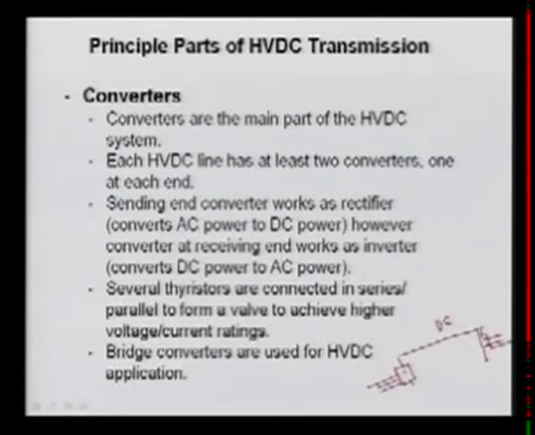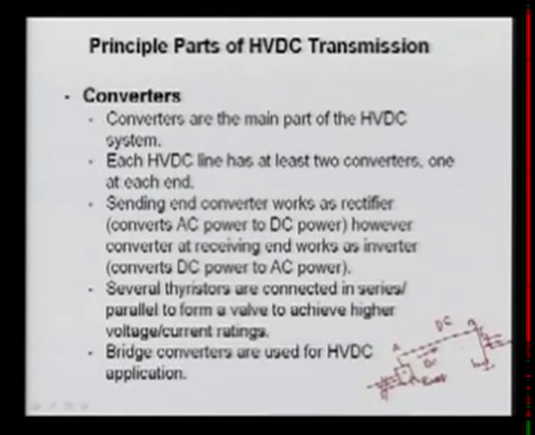So we must require at least two converter stations, both at either end of the transmission line. The sending end converter works here. Let's suppose power is flowing from A to B. Then this is your rectifier, and the other is your inverter, as usual. At the sending end, it converts AC to DC. At the receiving end, it converts from DC to AC.